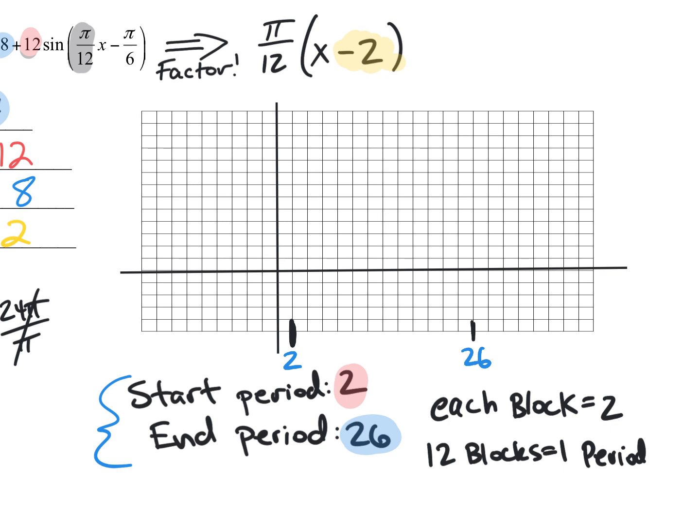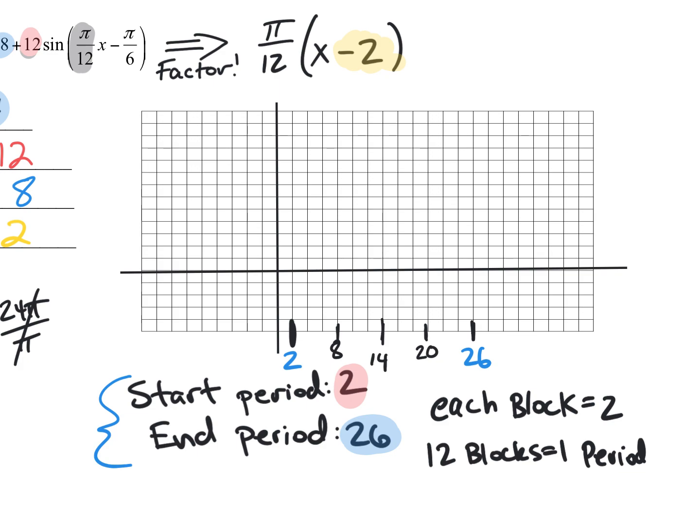Now, when we graph these functions, we really want to hit 5 key values, where we go halfway between the start and the end point of the period. In this case, that'll be at 14. And then we also want to get to the quarter and 3/4 marks. So halfway between 2 and 14 is going to be at 8. And halfway between 14 and 26 will be at 20. So those x values, 2, 8, 14, 20, and 26, are going to give me my 5 key values for the first period of this function.